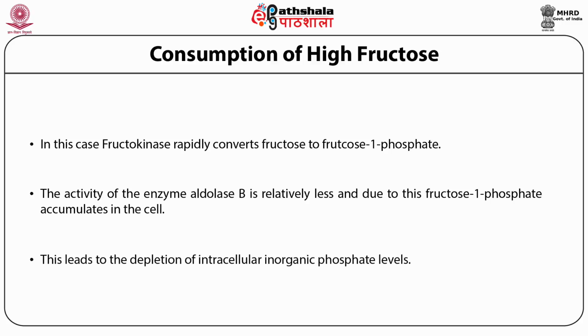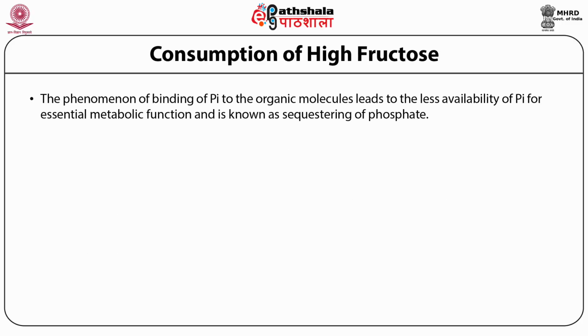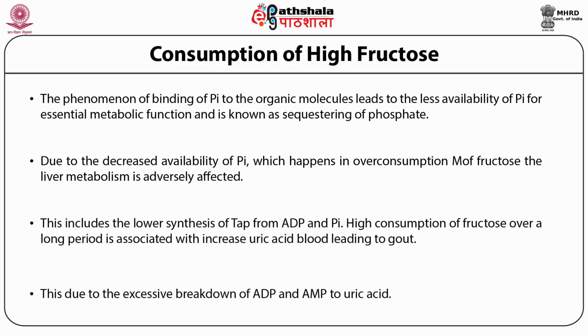This leads to the depletion of intracellular inorganic phosphate level. The phenomenon of binding of phosphate to the organic molecule leads to less availability of phosphate for essential metabolic function and is known as sequestering of phosphate. Due to the decreased availability of phosphate, which happens in overconsumption of fructose, the liver metabolism is adversely affected. This includes the lower synthesis of ATP from ADP and phosphate. High consumption of fructose over a long period is associated with increased uric acid in the blood, leading to gout.